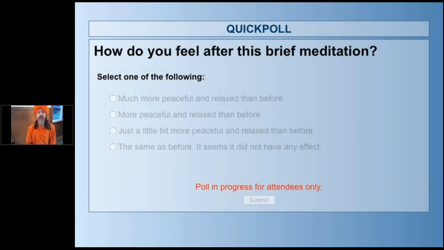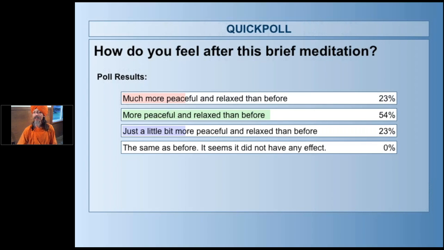I will wait until I get more than 80% voting here. Maybe some of you are still meditating. Okay, we are around 75%. Okay, we crossed the 80%. All right. So let me close here and let's share the results.